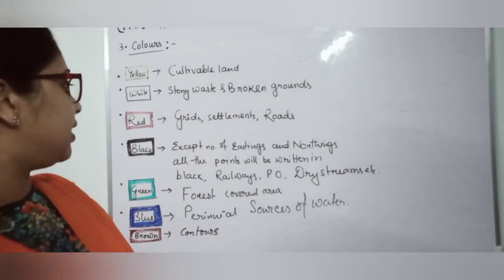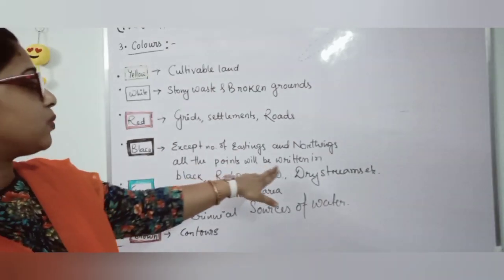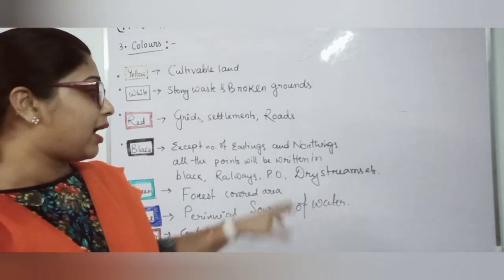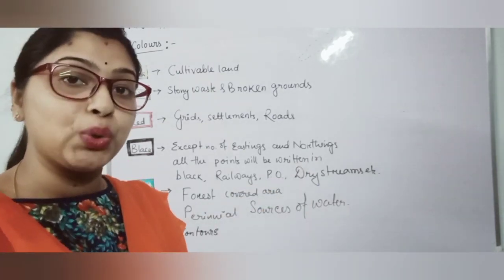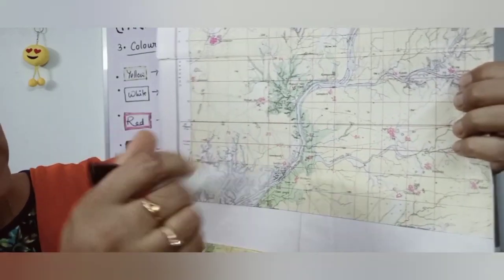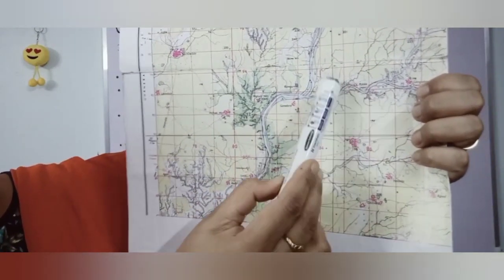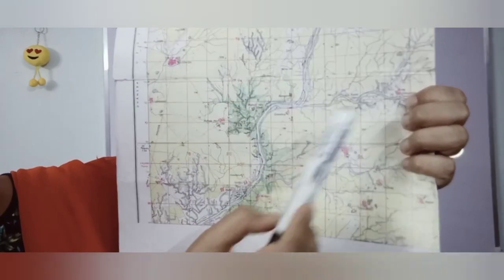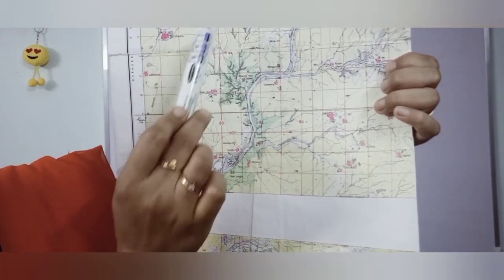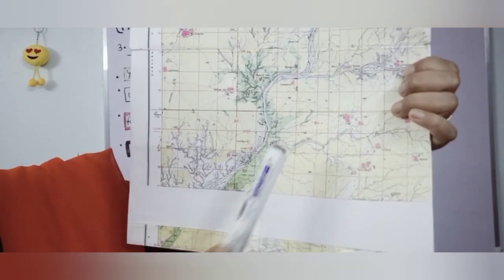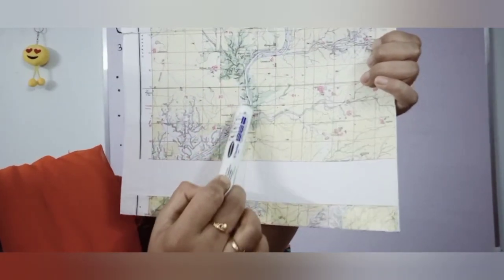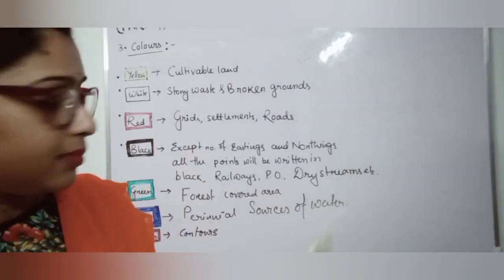Except these, all the other points will be written in black, like railways, post offices, even dry streams, all shown in black color. See here, all the written things are in black. If you see the heights at different places, they are also marked in black color. Are you getting to see? All the written text, even the names of the rivers and the dry streams, are marked in black.